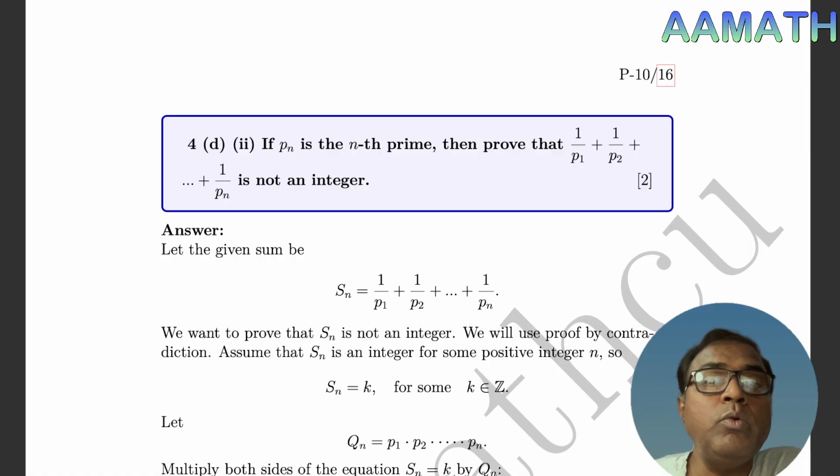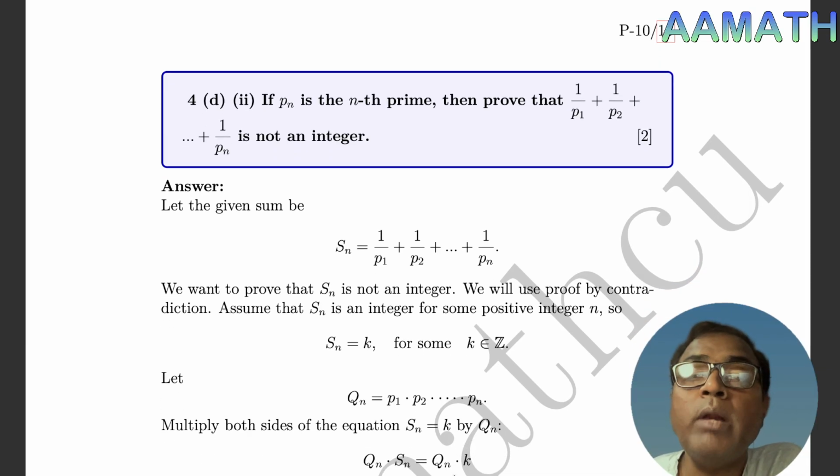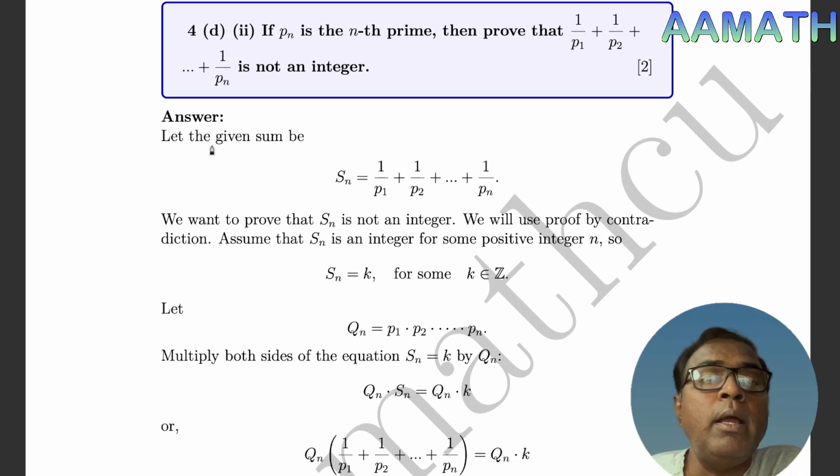Next question 4D2. If Pn is the nth prime, then prove that 1/P1 + 1/P2 + ... + 1/Pn is not an integer. Let the given sum be Sn equal to 1/P1 + ... + 1/Pn. We want to prove Sn is not an integer. We will use proof by contradiction.